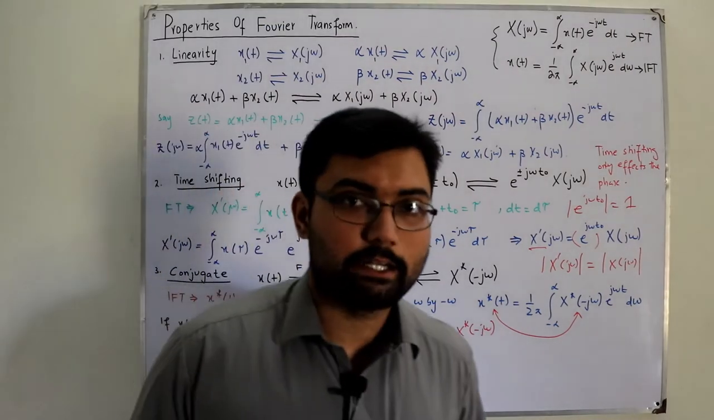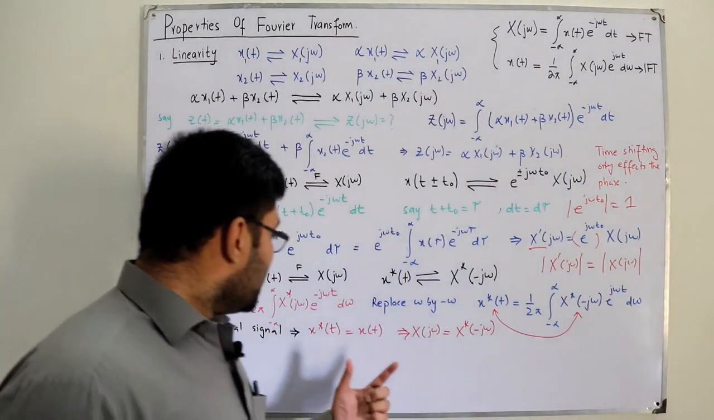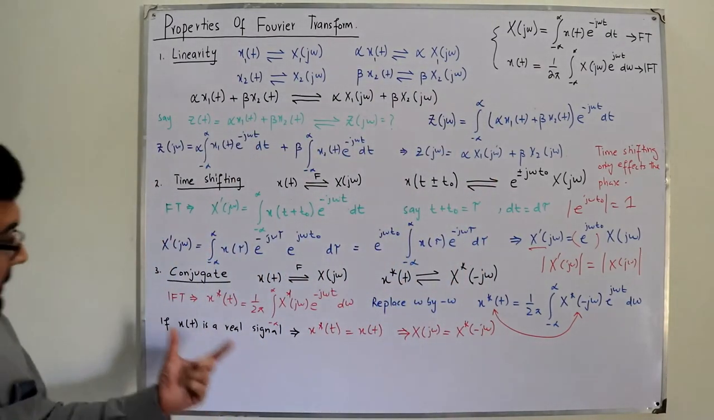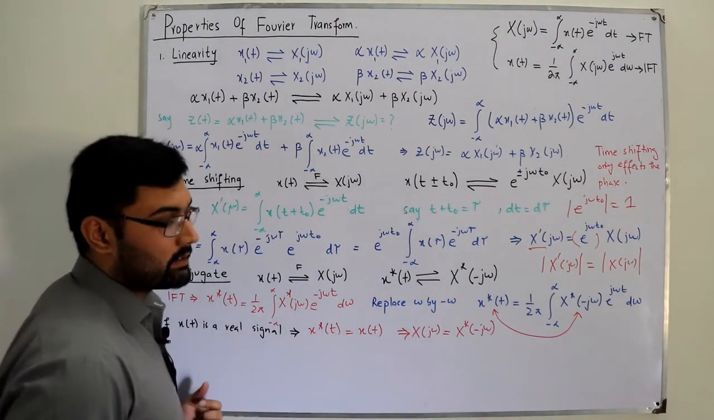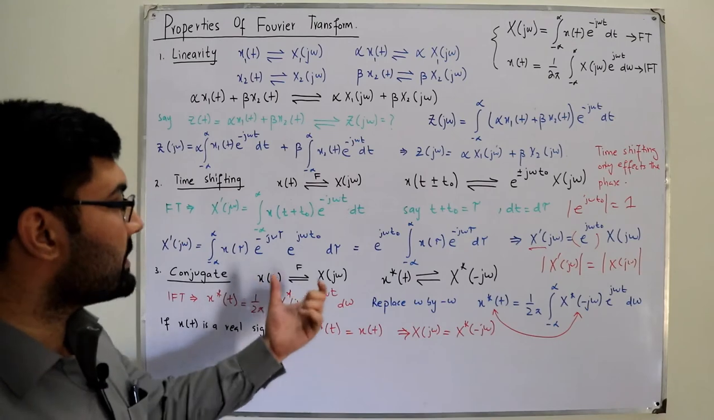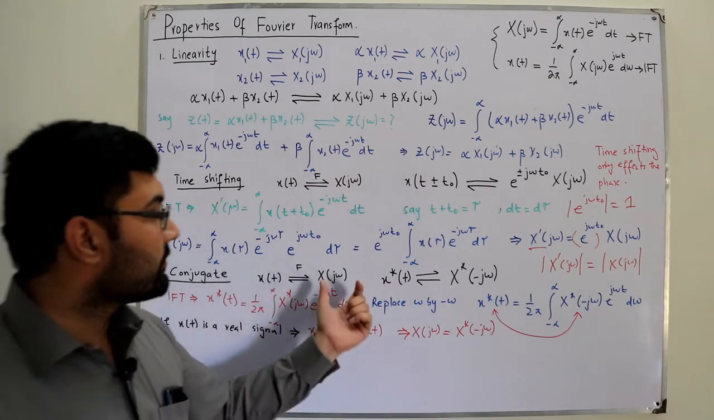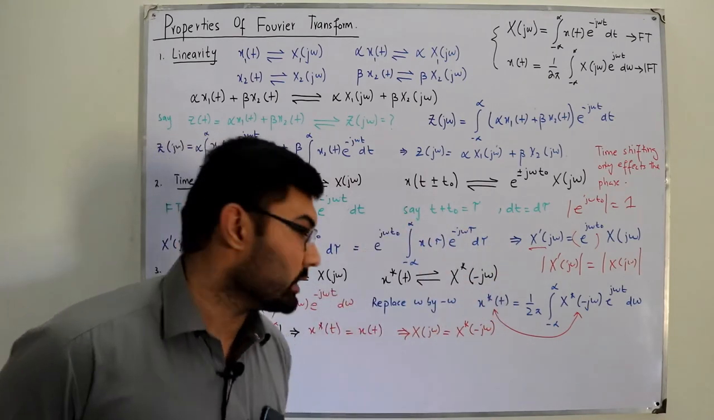Okay, so let's continue our discussion. Now we were here. If x of t is a real signal, which means that x conjugate of t would be equal to x of t. So if the signals are equal in the time domain, this would imply that their frequency domain counterparts are also equal.